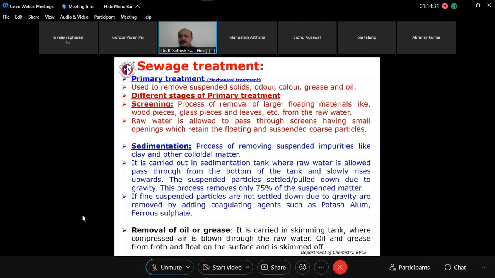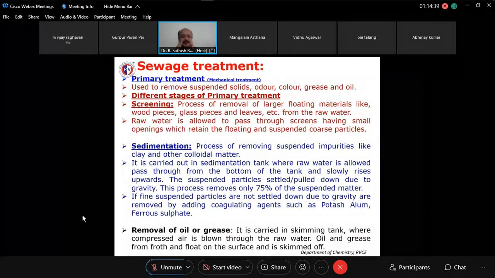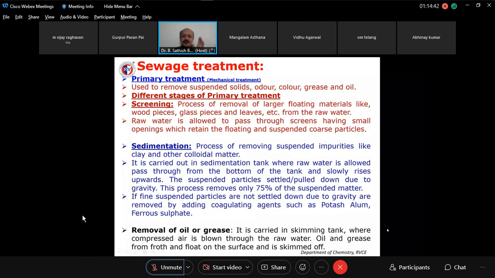Have you understood this process? We have not used any chemical or biological treatment here; it is only mechanical treatment. The only thing is we added some potash alum and ferrous sulfate. Again, after coagulation, we separate these coagulants through mechanical separation only, that is by filtration or sedimentation. So these are the three stages of primary treatment: one is screening, the other is sedimentation, and the next is removal of oil and grease by passing air.